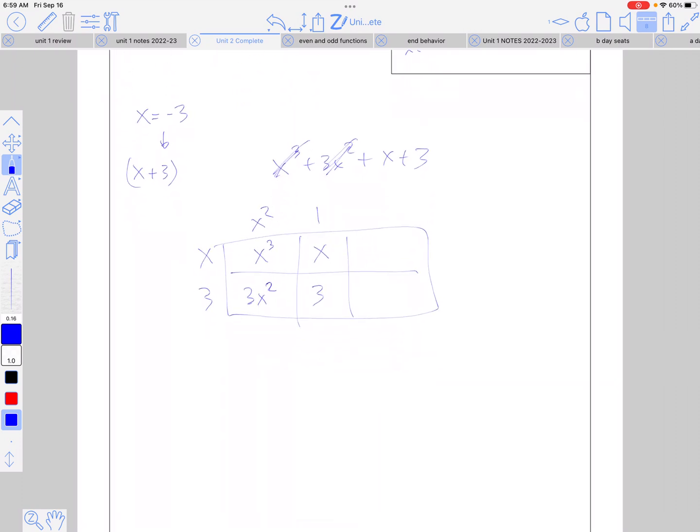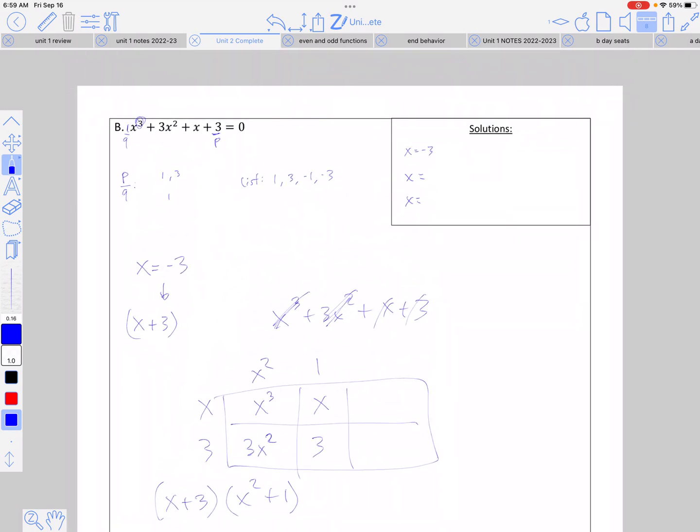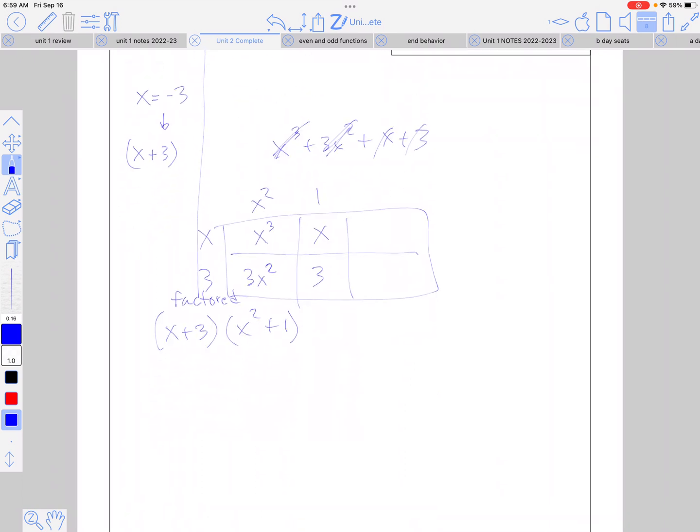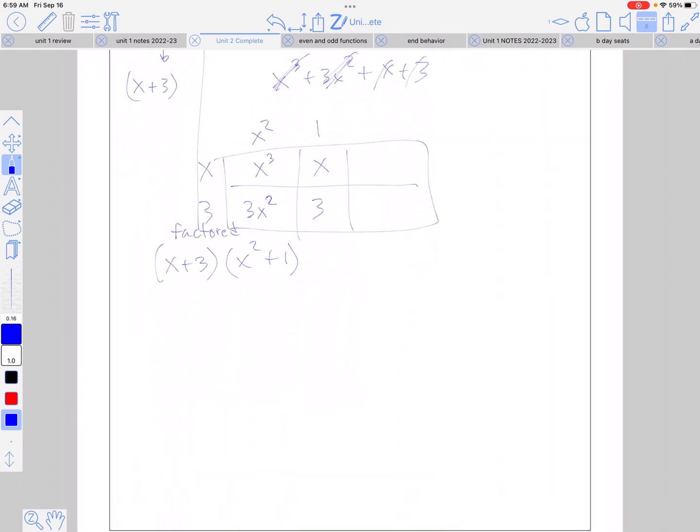No remainder. So I have everything accounted for, and I know that x plus 3 times x squared plus 1 is the factored form of the original. Okay? So through division, I can factor, just like you did last year. And then you just use the zero product property once it's in factored form, and you get all solutions.